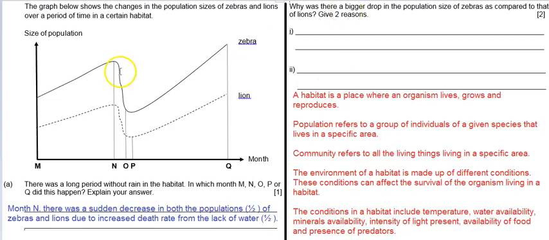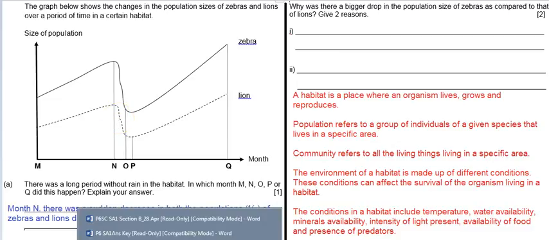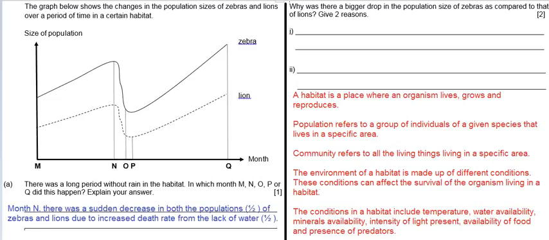Why was there a bigger drop in the population size of zebras? As you can see, zebras have a lot of drop compared to the lions, and give two reasons. Think about it. If you are a zebra, you now have two things to contend with. One is the lack of water, and then there's a lack of food. Whereas for the lions, the food is still there actually. It is also decreasing, and also there's a lack of water too.